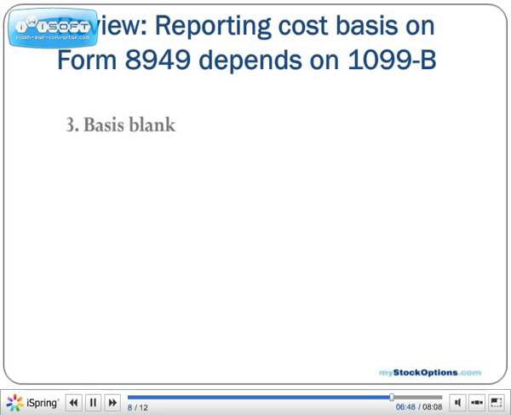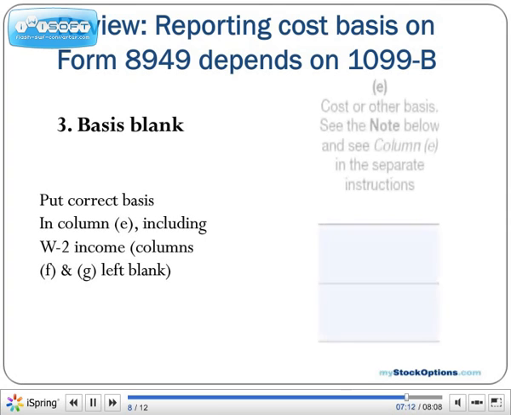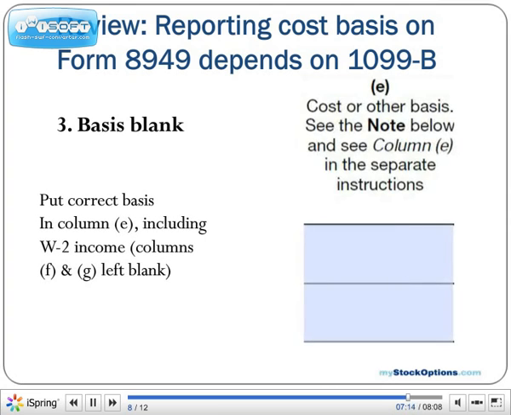The third situation is where the cost basis is blank. And that's going to happen with what is called a non-covered security. So this would be stock sales from a restricted stock, a restricted stock unit, or performance share vesting, or from an ESPP purchase or stock option exercise that happened before 2011. Now you have to go ahead and actually put the correct basis in column E, including any W-2 income. There's no adjustment that's made in column G and no code in column F.